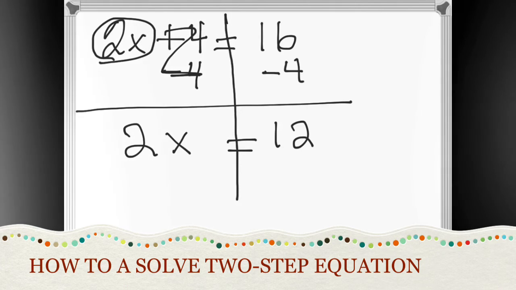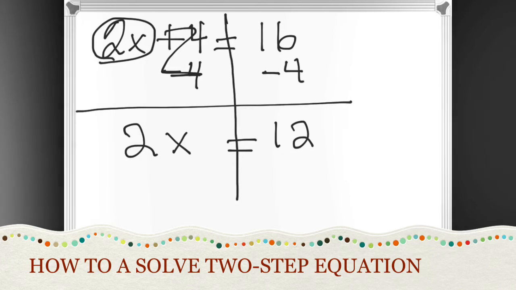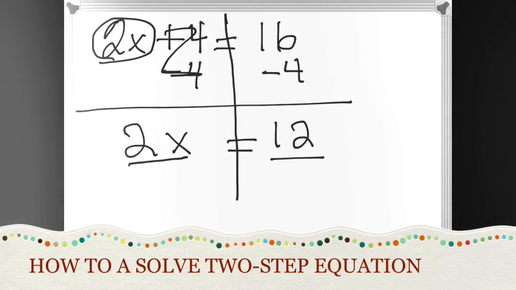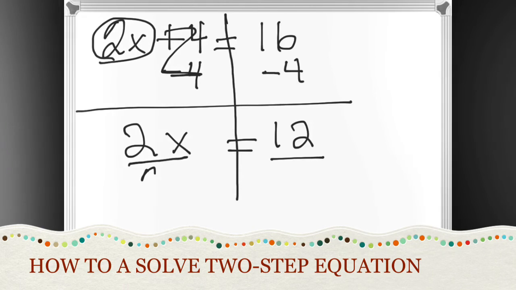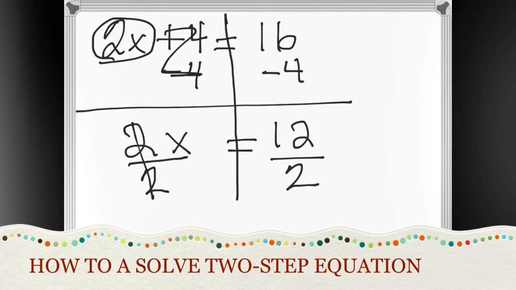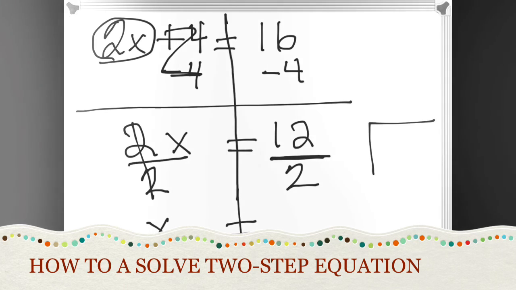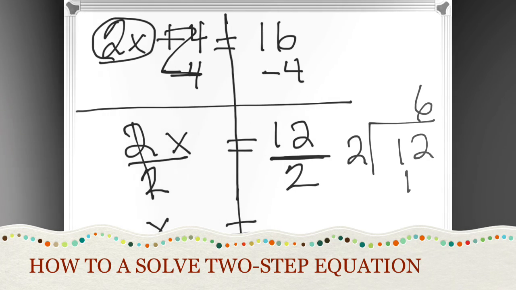Again, I'm going to ask myself, what's the opposite of multiplication, which is division, and I can represent division with a fraction bar. In order to get the x by itself, I'm going to divide both sides by 2. I'm going to cancel that out because 2 divided by 2 is 1, and 1 times x will leave me with x. And then I'm going to draw my equal sign. So 12 divided by 2, I can set up my division problem, or if I know my multiplication, 12 divided by 2 will give me 6.